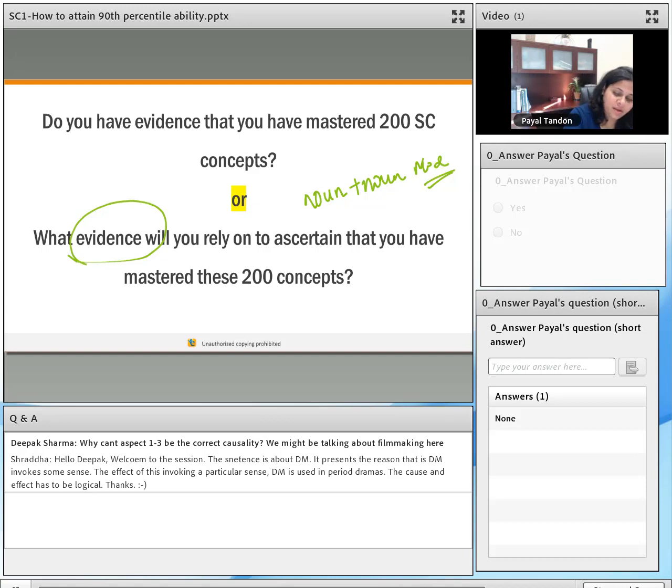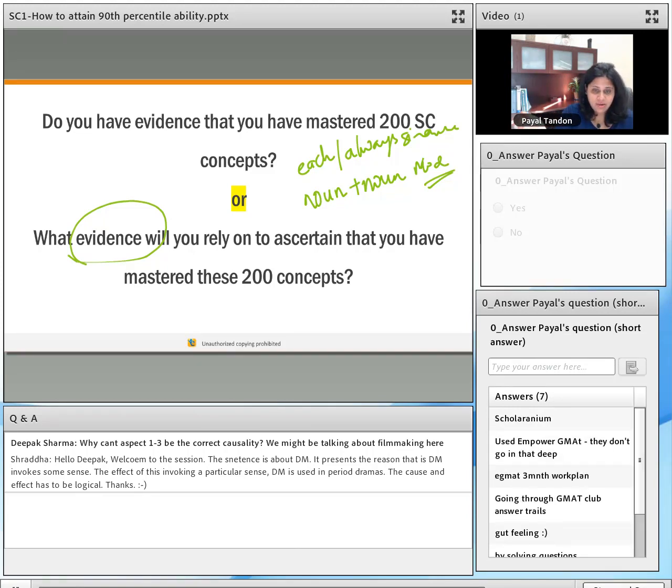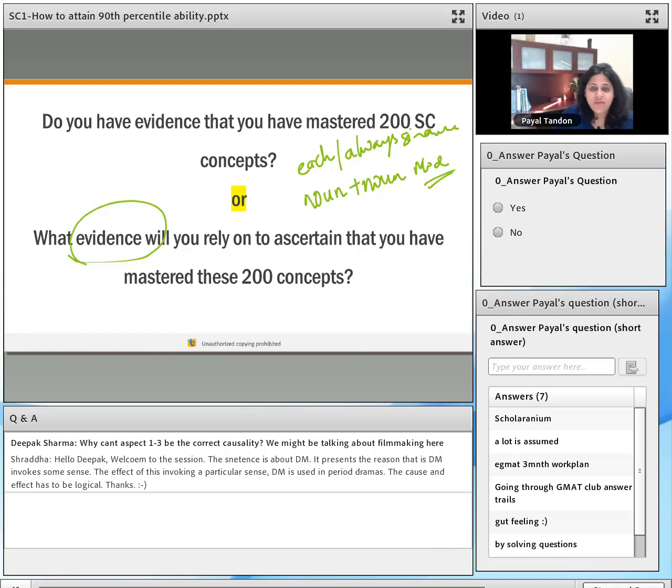Or let's say, words such as each are always singular, or the exceptions with regards to when each is not singular. Okay, how many of you non-EGMAT users have that clarity, have that evidence that tells you that you have indeed mastered this concept, or that you need to master this concept? Okay, I'm not getting very many responses here.